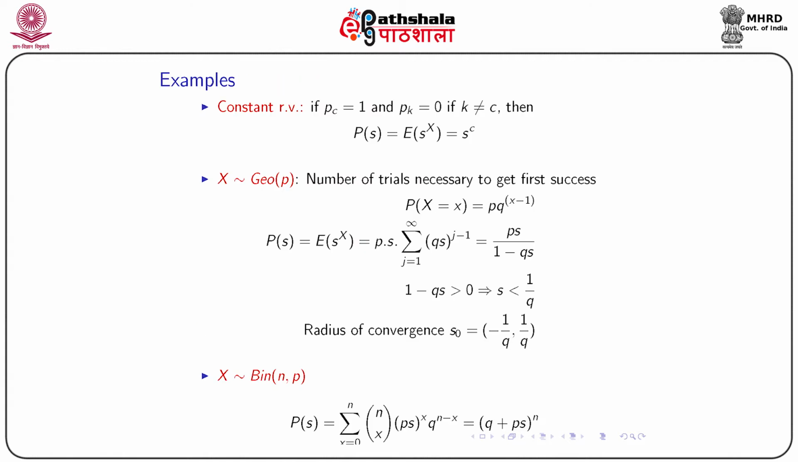Now we try to find the form of the probability generating function for different types of random variables. First we assume that the random variable is constant. So we say that Pc is equal to 1 and Pk is equal to 0 if k is not equal to c. So this random variable takes only one value. Then Ps will be the expected value of s to the power x, and this is nothing but s to the power c.